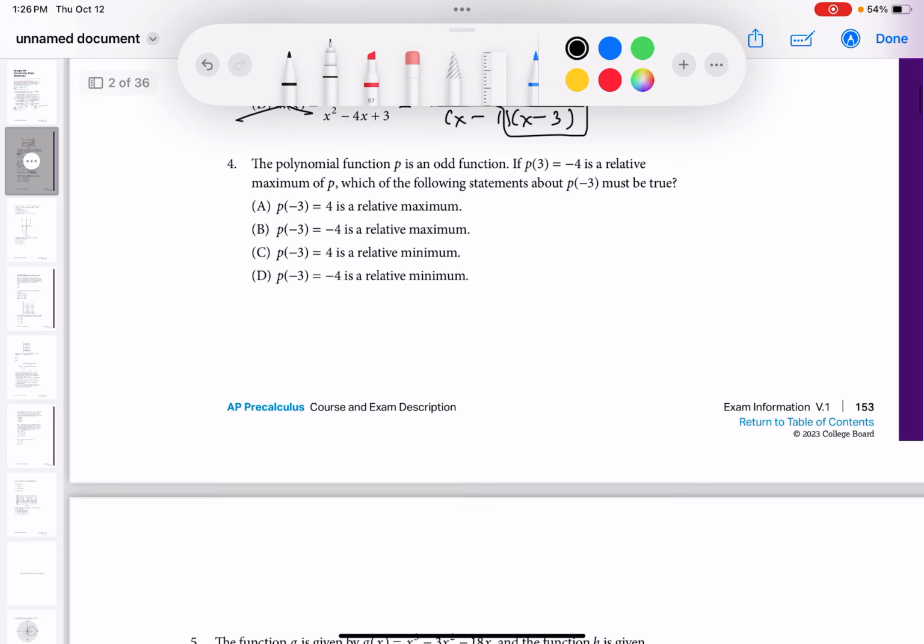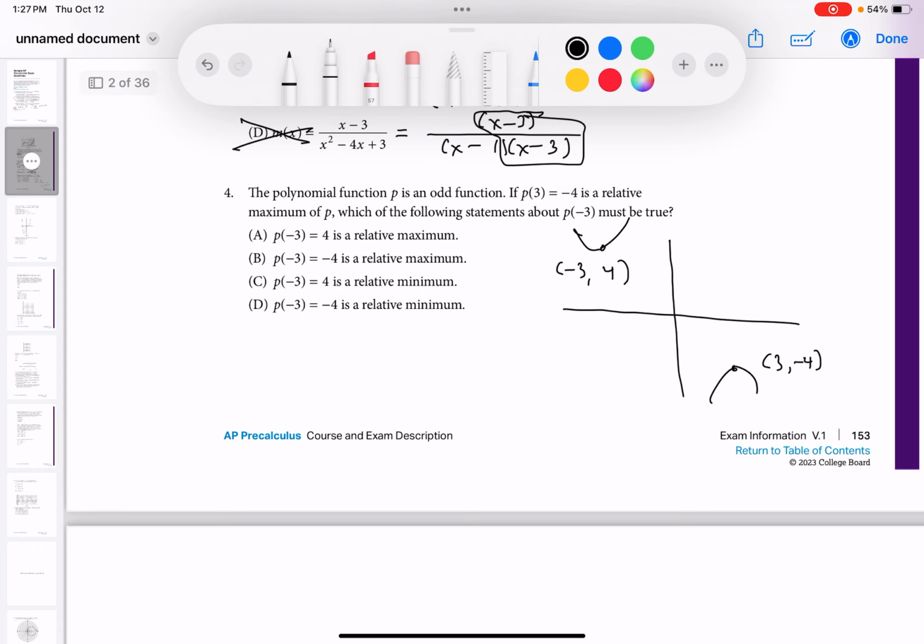Let's go to number 4 now. Number 4 says polynomial p, odd function. At 3, it's going to be minus 4. If it's odd, there'll be a point over here, which would be minus 3, plus 4. Odd means it's symmetric with respect to the origin. It goes on to say there's a relative maximum of p at that point, which is 3, minus 4. What does it mean over here? There'd be a relative minimum at this point.